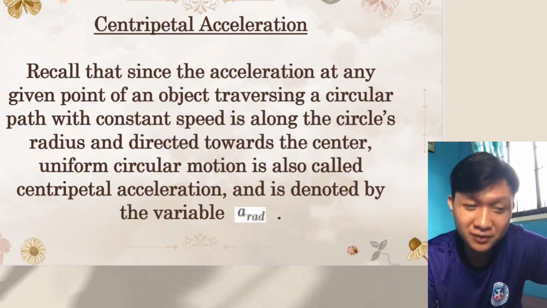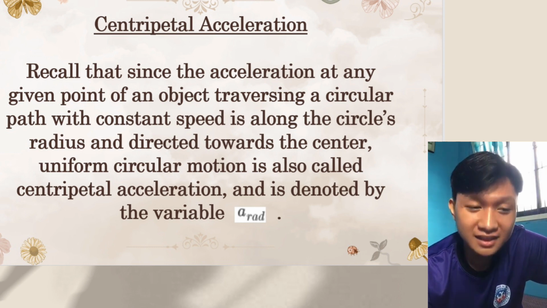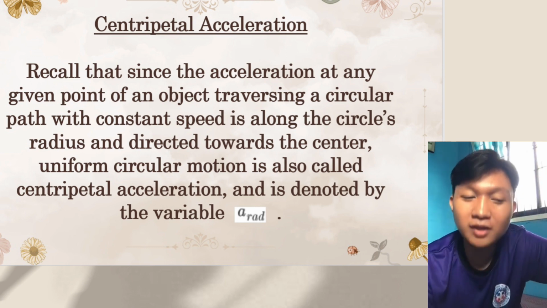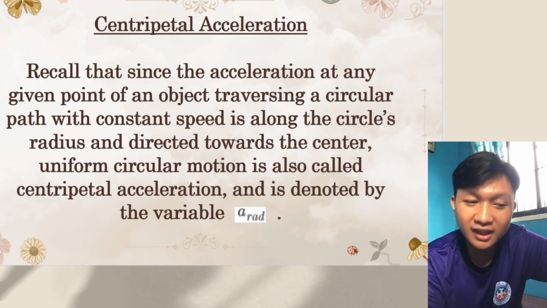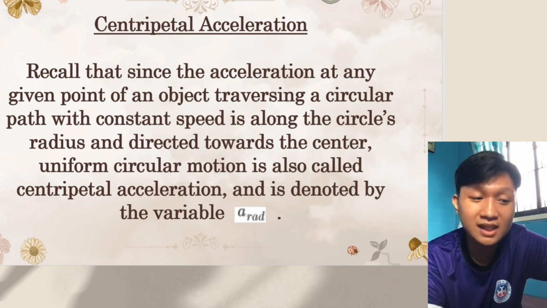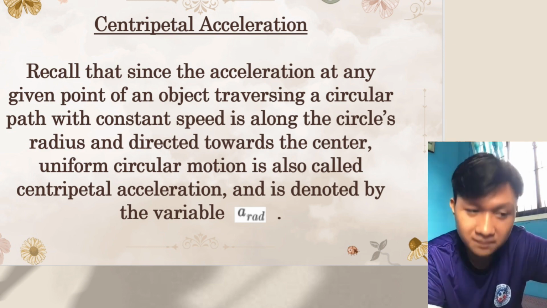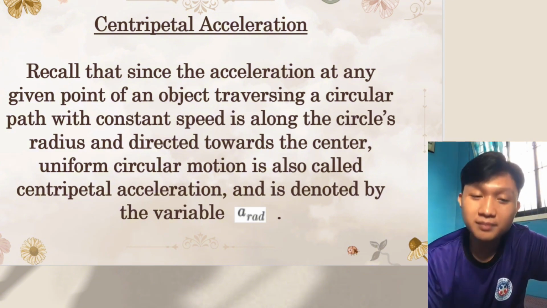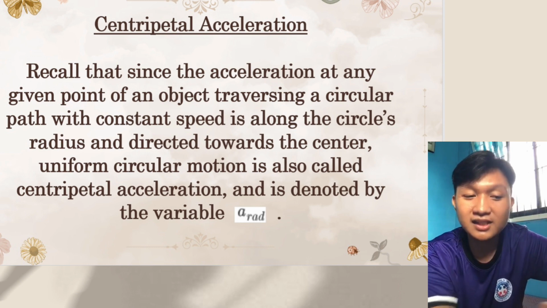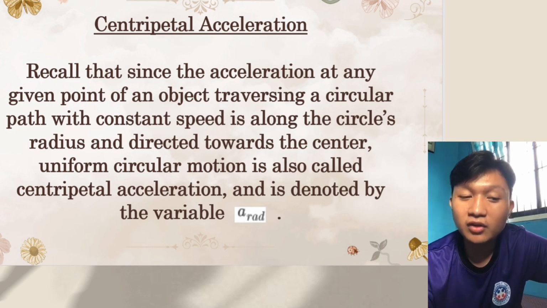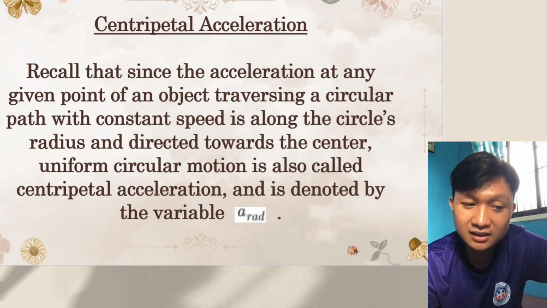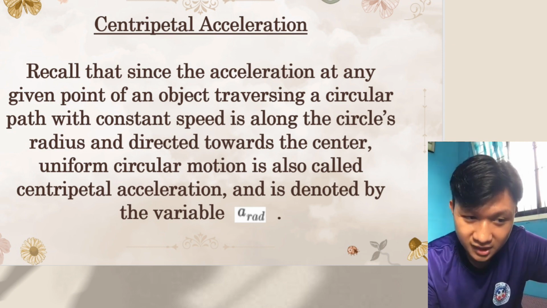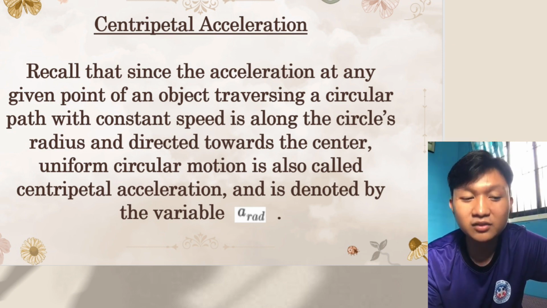So, centripetal acceleration. Recall that the acceleration at any given point of an object traversing a circular path with constant speed is along the circle's radius and directed towards the center. So, di ba, ang centripetal acceleration, ano siya, at any given point of an object traversing a circular path with constant speed, is along the circle's radius and directed towards the center.